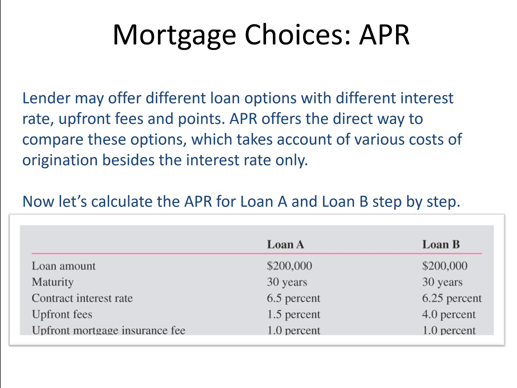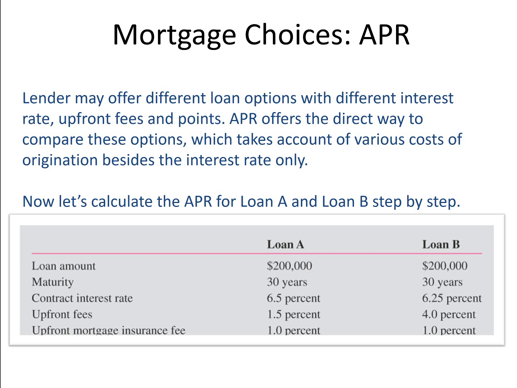If you want to borrow $200,000, there are two options, loan A and loan B, available. Both loans have 30 years maturity. For loan A, the annual contract rate is 6.5%. It has 1.5% upfront fees and 1% upfront mortgage insurance fees.